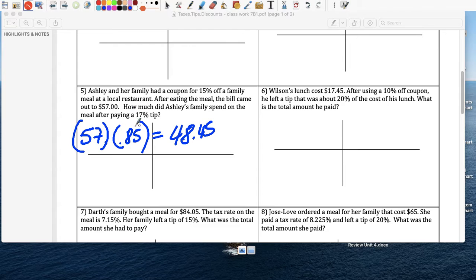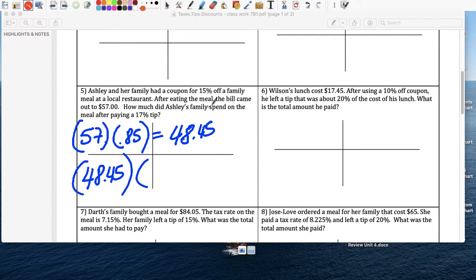Okay, so $57. I have a 15% discount, brings me down to $48.45. Now we're going to add tip. There's no taxes for some reason here, but the tip is 70% of that. So 48.45. We're going to add tip. So the tip is going to be how much?